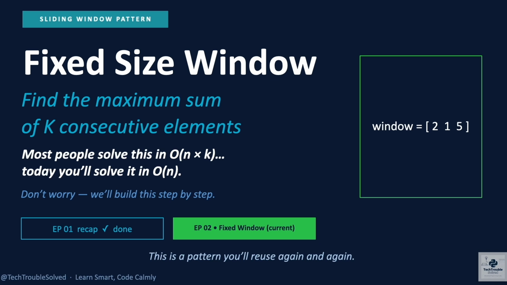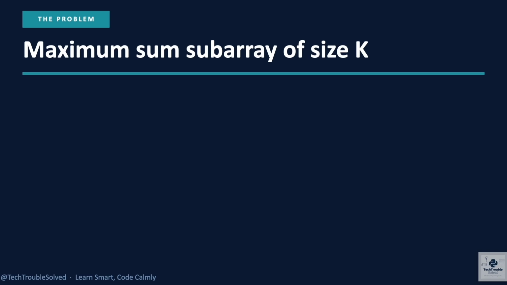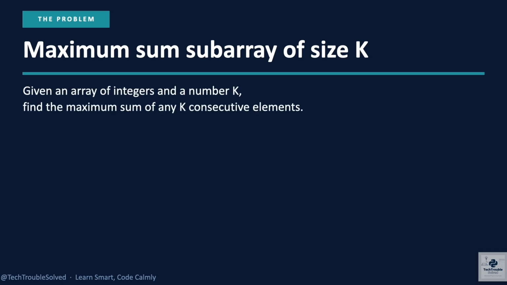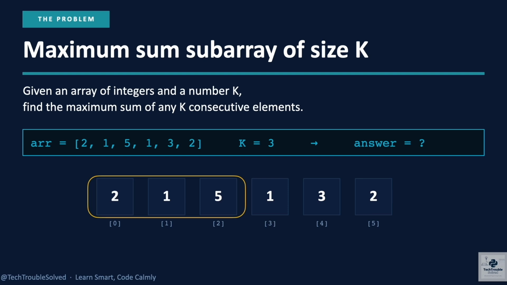Let's get into it. Before we write a single line of code, let's read the problem carefully. This is a habit worth building. Given an array of integers and a number k, find the maximum sum of any k consecutive elements. Our example array is 2, 1, 5, 1, 3, 2 with k equals 3. So we need to look at every group of 3 consecutive numbers and find the one with the highest sum.